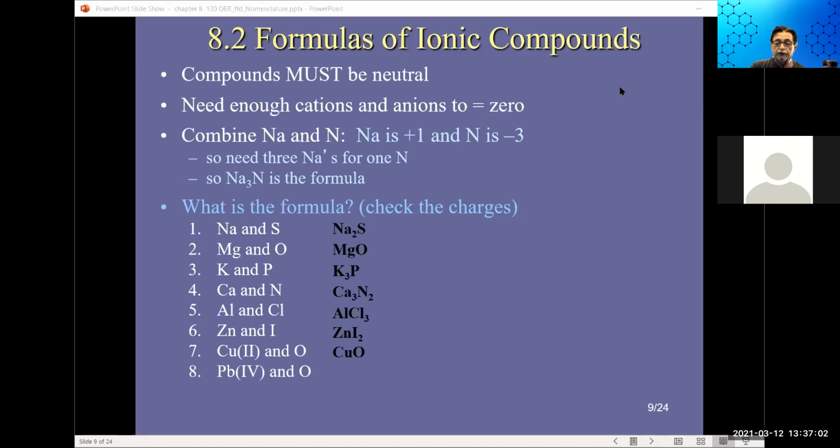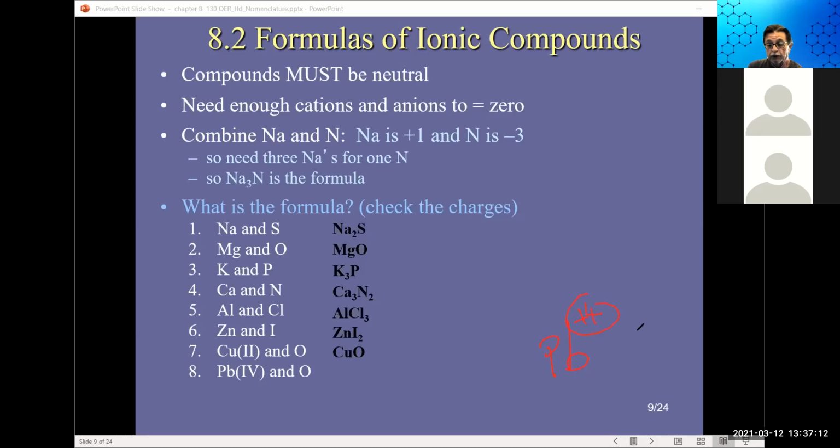Here we have another one with a variable oxidation number, and that would be lead. Roman numeral IV, which is +4. We know the oxides are a -2. I need 2 of them to cancel the +4 of the lead, 2 oxides. And so our formula becomes PbO subscript 2.